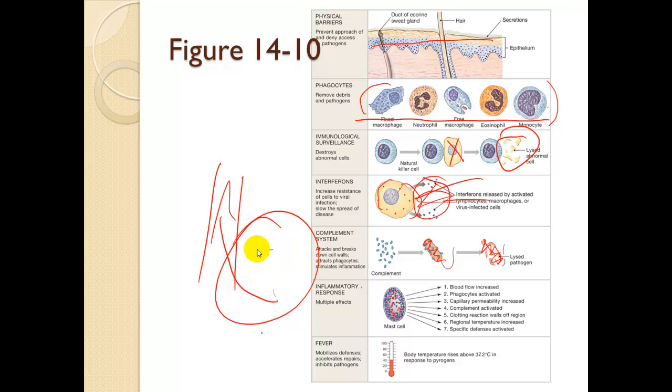And then fever. Fever is kind of a good thing, only to a certain point. It mobilizes defenses, accelerates repairs, and inhibits pathogens. Most pathogens or bacteria live at a specific temperature. So as the fever rises, it makes it unfavorable for them to proliferate or reproduce.